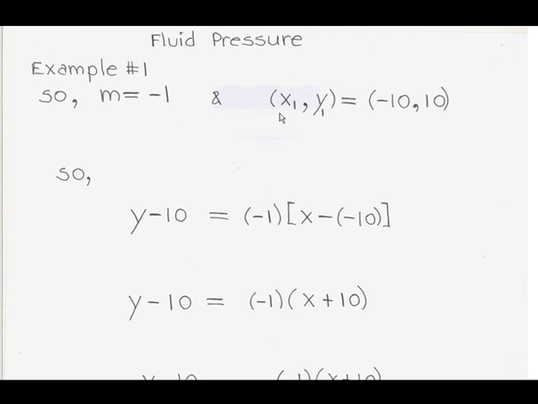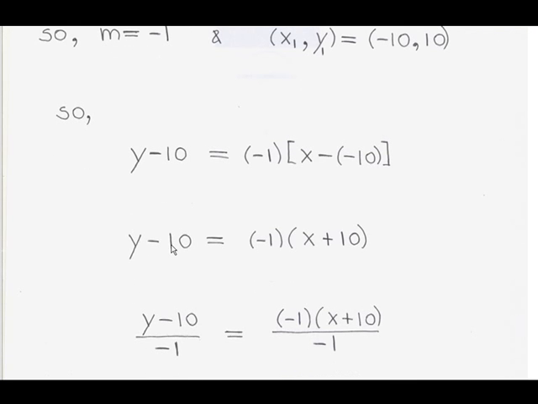And as our point 1, x1 and y1 will be equal to negative 10, 10. So x1 is going to be negative 10, y1 is going to be 10. Substituting this information into the point slope formula, we now have y minus 10 is equal to negative 1 times x minus negative 10. Now we have y minus 10 is equal to negative 1 times x plus 10.